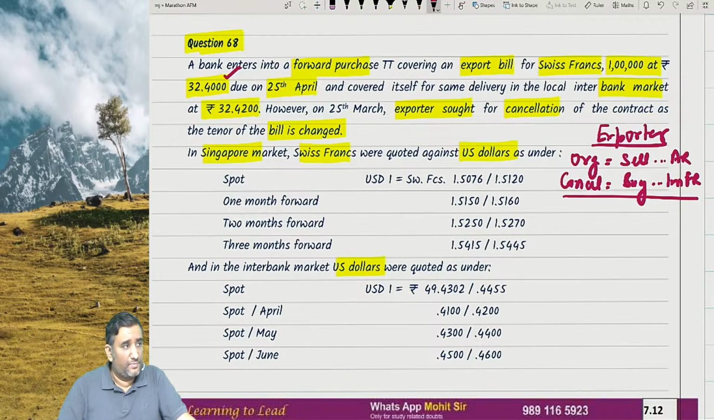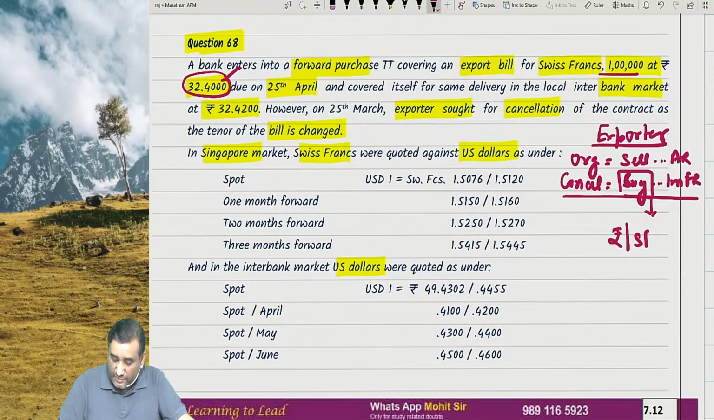What was the agreement to sell? Which currency? Swiss franc. And he would have received what? Rupee. Now he will buy what? He will sell Swiss franc, and he will buy Swiss franc also. That means when we have to find this buy, we have to find the relationship between rupee and Swiss franc only. You have done the agreement to sell Swiss franc. You will do the agreement to buy Swiss franc.